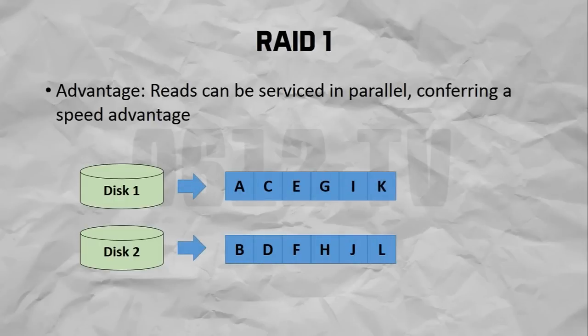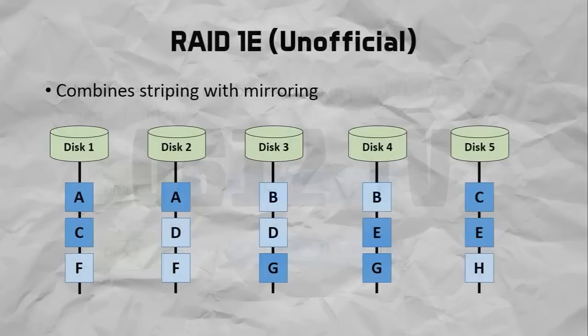So yeah, reading is fast, though writing is actually as slow as writing to just one drive, seeing as the same information needs to be written to every single drive. Now, there is actually an unofficial version of RAID 1 called RAID 1E, and this actually combines striping with mirroring. So this one looks a little bit more complex. Basically, every piece of data is duplicated at least once, and yeah, subsequent blocks of data get striped.